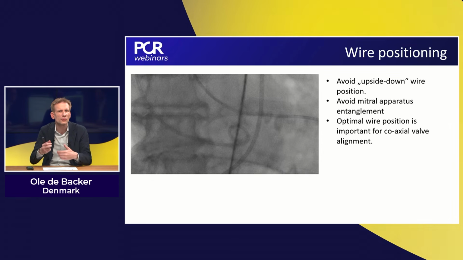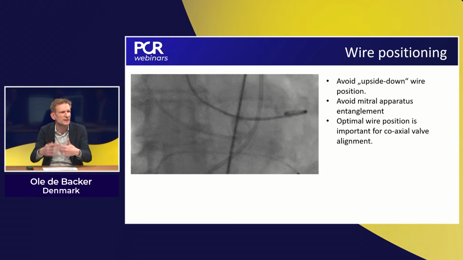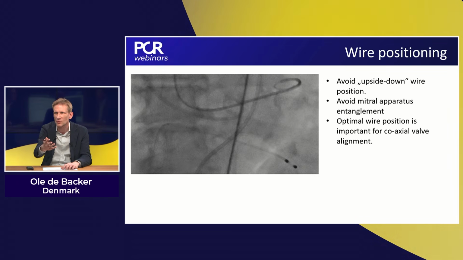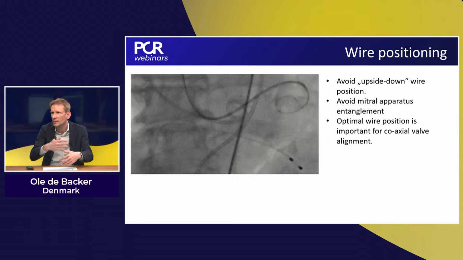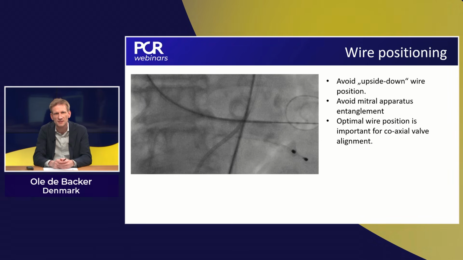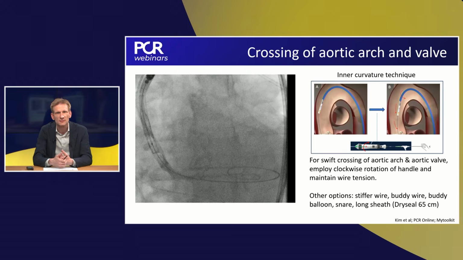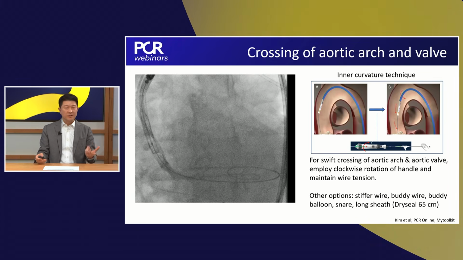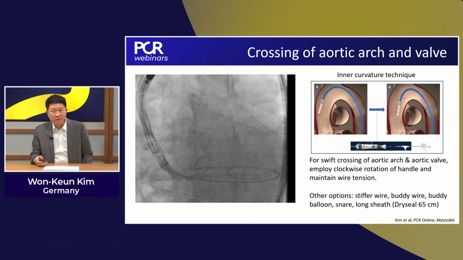You would run into an avalanche of problems then, yes? If you would accept that and come with your valve, you would go with one problem and then the other. No, it's better to take a minute to get your wire position like this and then proceed. Okay, after fixing the wire position, the next step, of course, is crossing the aortic arch and valve.